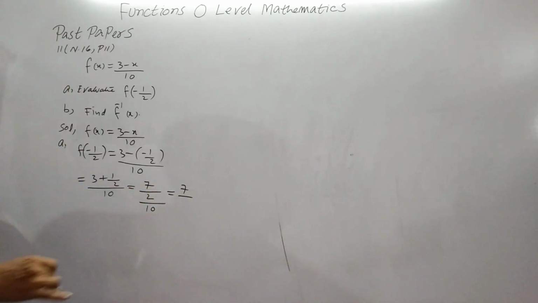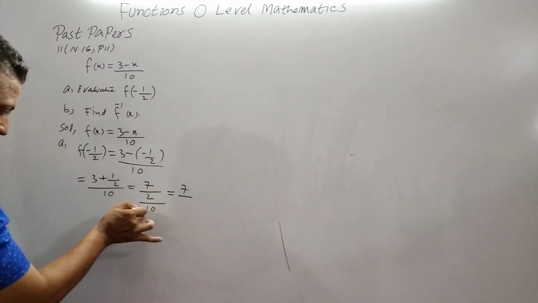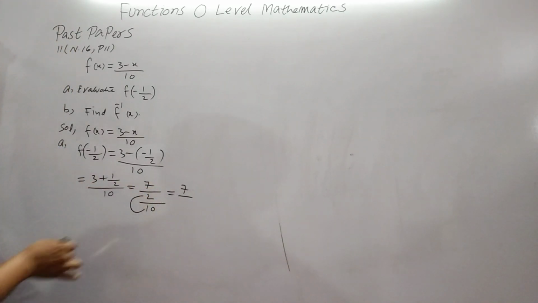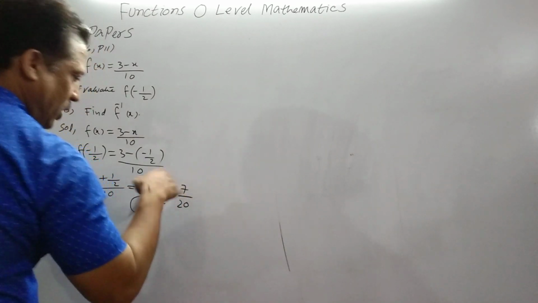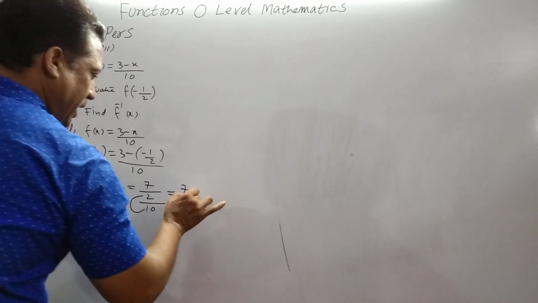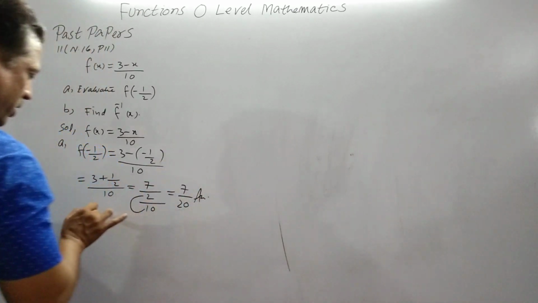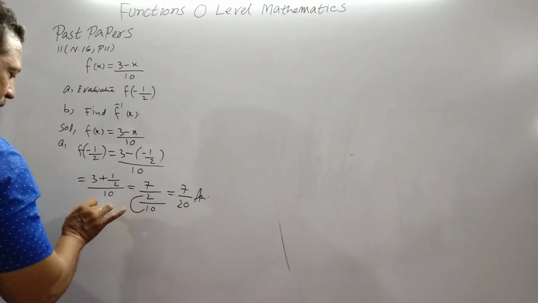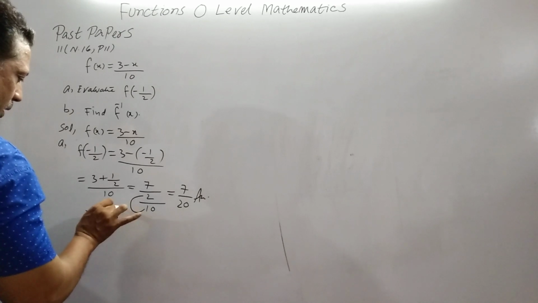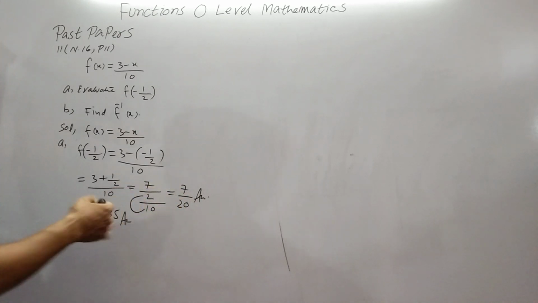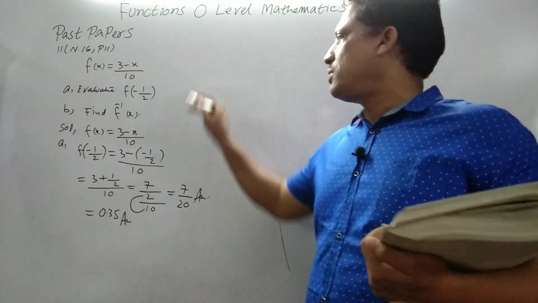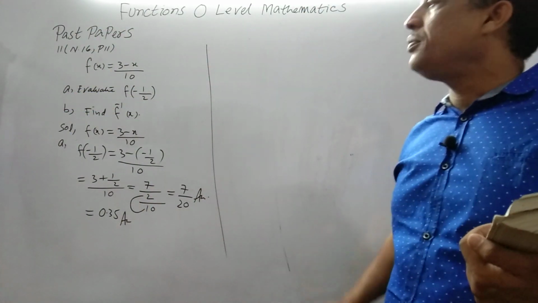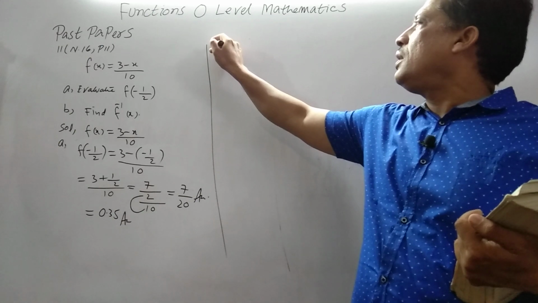If you see a double fraction, you have to multiply this number by this number. 10 twos are 20. You can write 7 upon 20 as our answer, or you can write it as 0.35. Whatever you want to write, 7 upon 20 or 0.35, you will get full marks. I assure you. Next part.